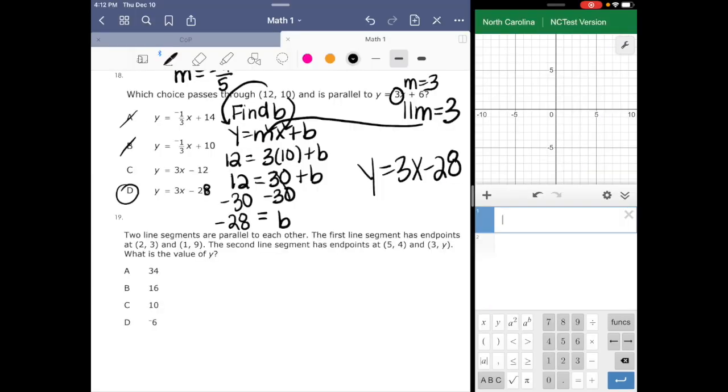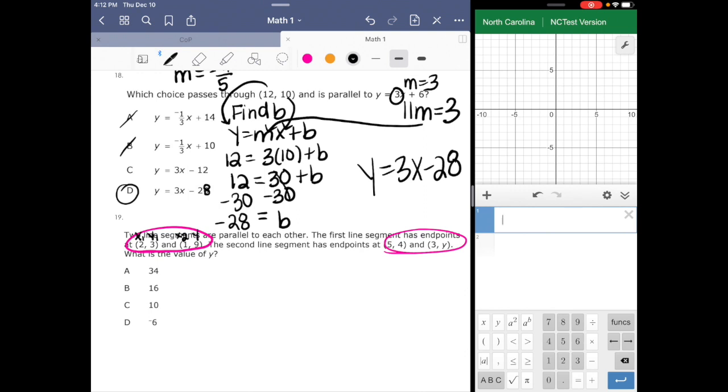All right, number 19, it says two segments are parallel. The first segment has these endpoints, and the second one has these. So what is the value of y? It's very similar to the problem we did just a second ago. We need to first find the slope. In order to find the parallel slope, it'll have to be the same.